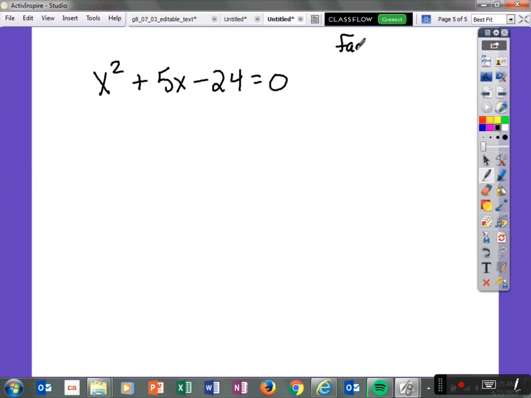Solve by factoring. Get started and go as far as you can.